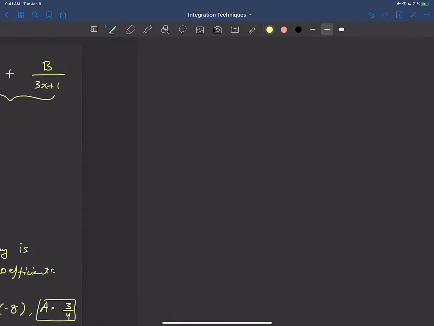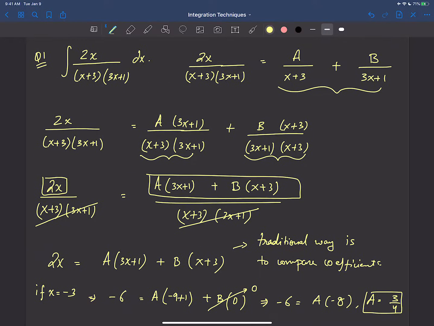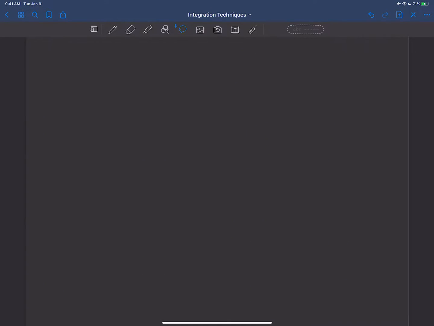Now to solve for b, we can use the same expression. So I'm going to lasso that, select this, and copy it over. So now this is the expression, and we know that our a value is nothing but 3 over 4. So that's half of the job done.